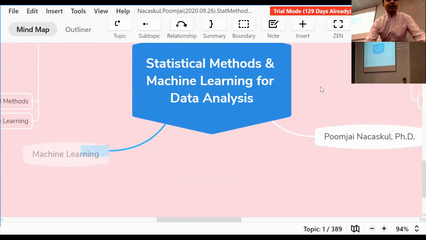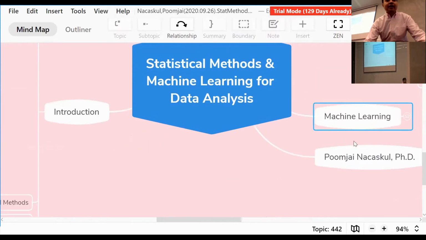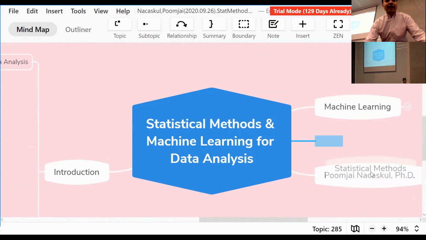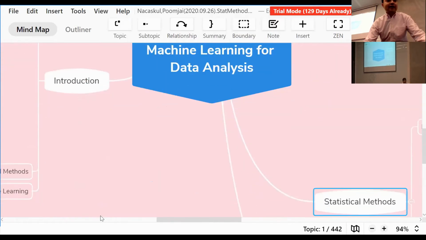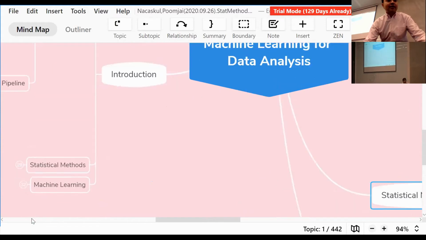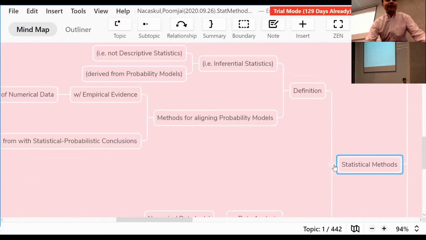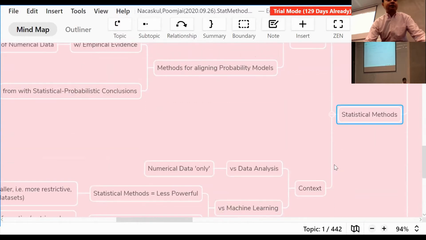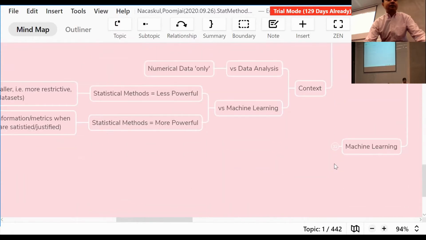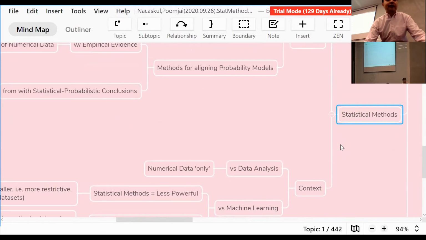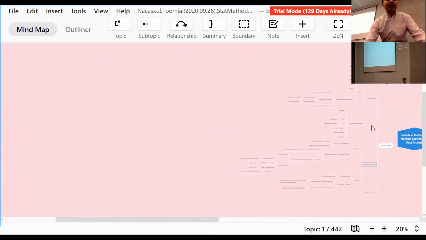So this is where we are, machine learning. I'll load this for you guys. You're not going to do statistical methods in this class. But the thing that you ought to know is the difference here. This is what I want to communicate.